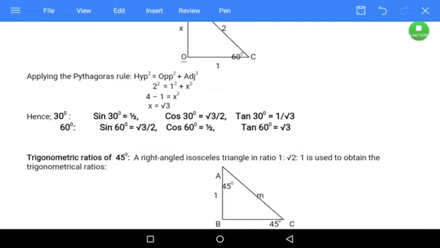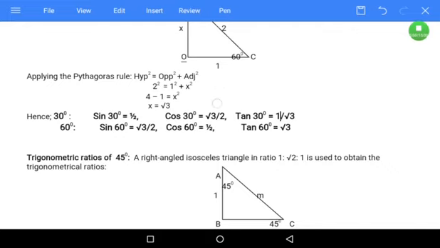You can rationalize. That will give us 1 over root 3 times root 3 over root 3. So you have root 3 over what? Root 3 times 1 is root 3, and root 3 times root 3 gives us 3. So you get root 3 over 3. That is tan 30. Or you leave it in terms of 1 over root 3.